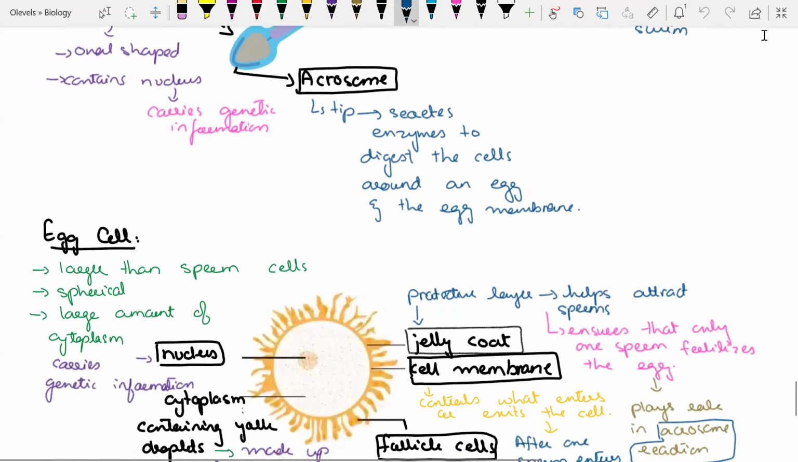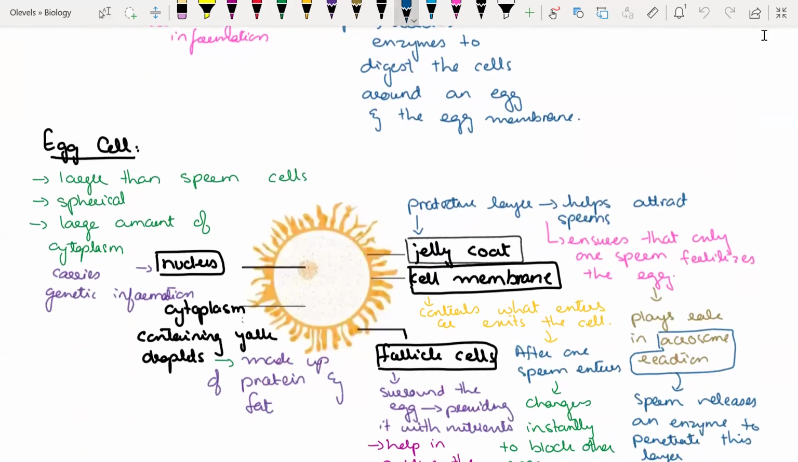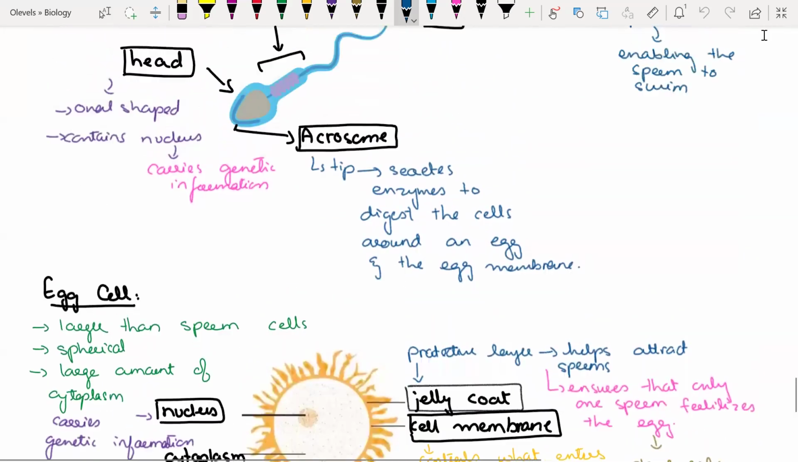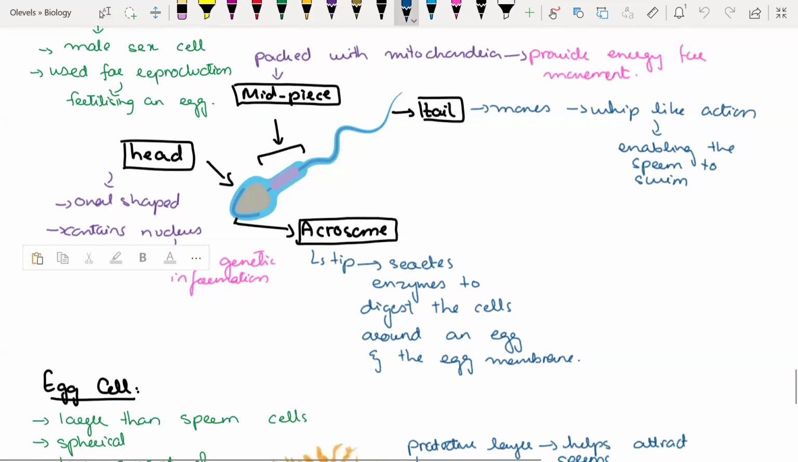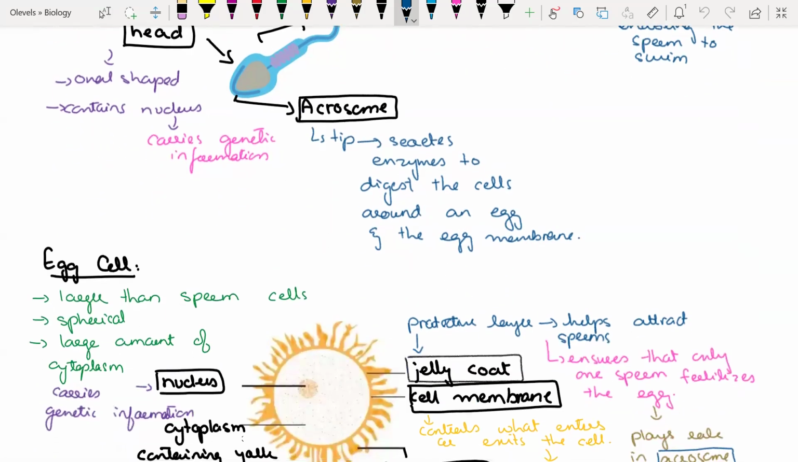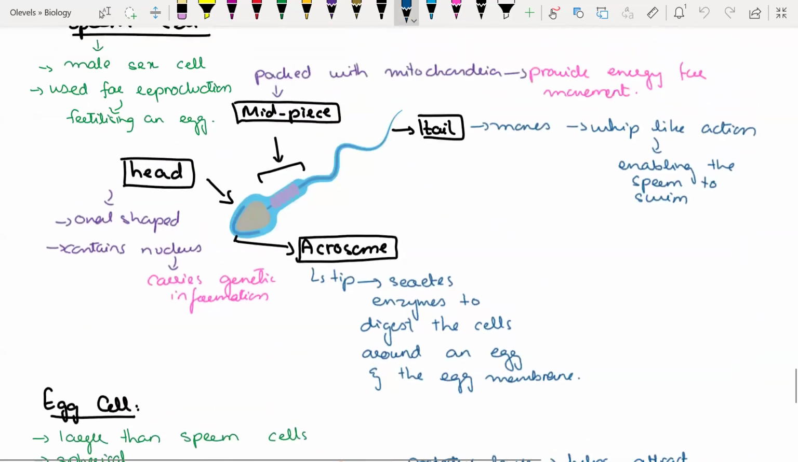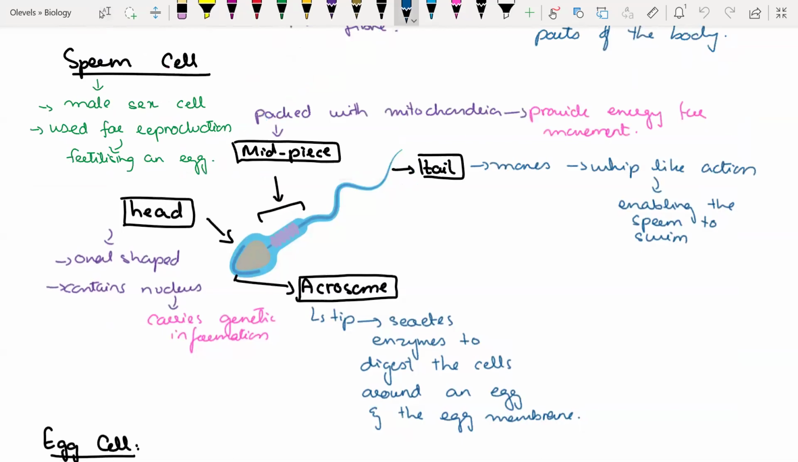For example, look at here. Here we have an egg cell, right? Now, when a sperm tries to enter this egg cell and tries to fertilize this egg cell, this acrosome releases some sort of enzymes, right? Those enzymes help to digest the membrane of the egg cell, right? That's how it can get inside the egg cell. You got it, Vipsam? Yes.